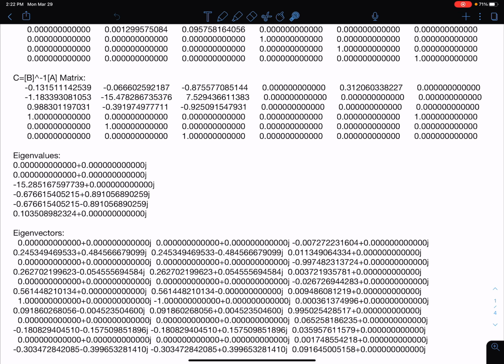Now, we understand that eigenvalues come out in pairs, right? So the first two are an obvious pair. Those are both exactly 0. And again, these are the rigid body modes of the aircraft, and we'll talk about those in a second.